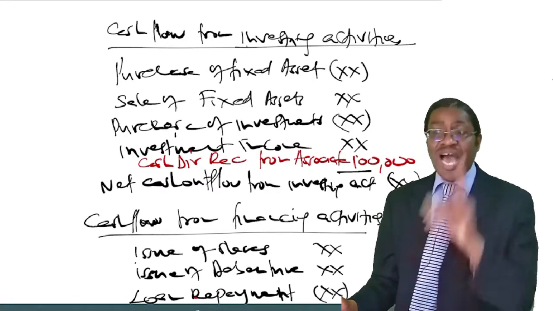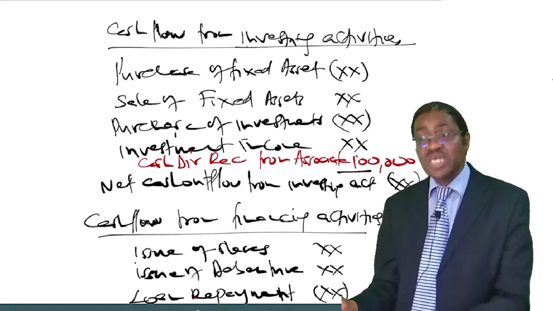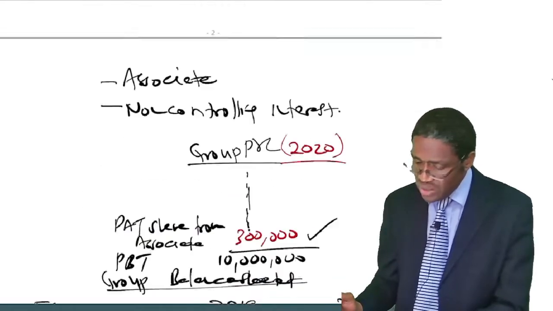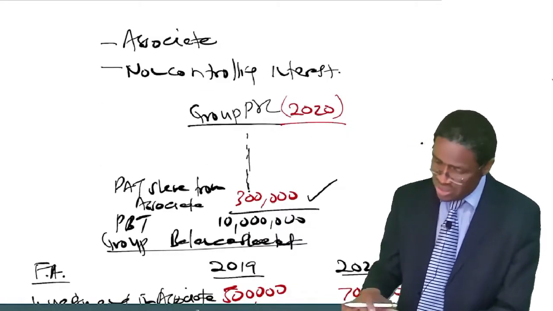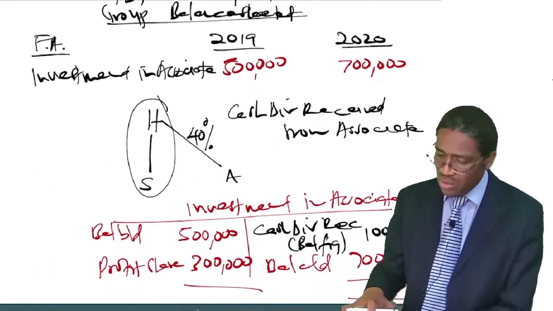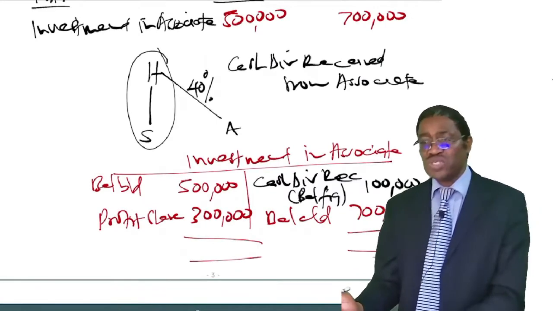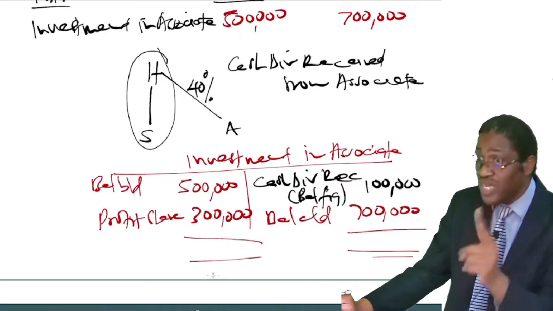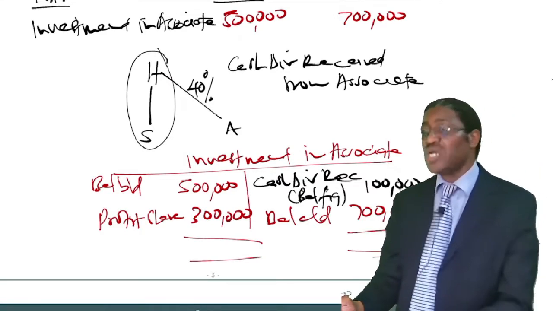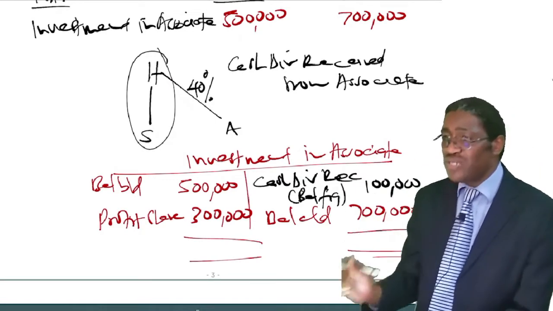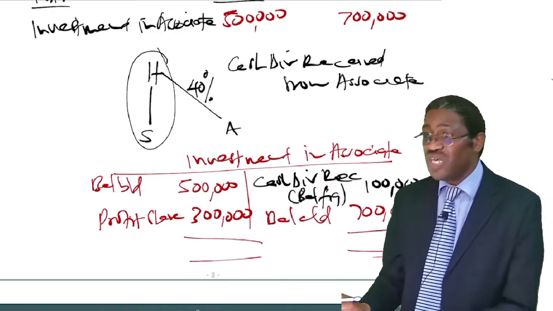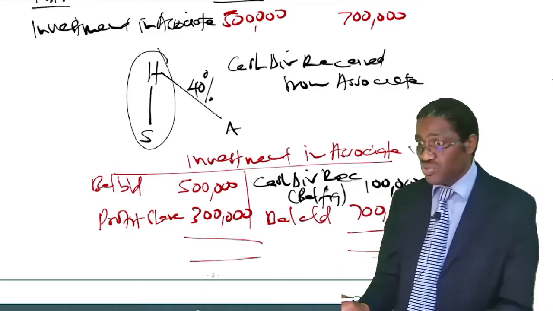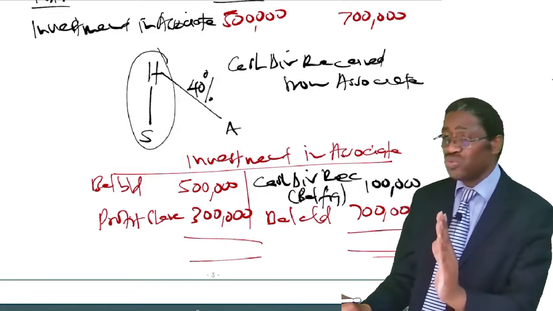Then I said, how do you get it? I said, to get the dividend received from the associate, you prepare an account called what? Investment in associate. You prepare an account called investment in associate, where you feed in all the information concerning the associate, then there will be a balancing figure, and that balancing figure is what you call the cash dividend received from the associate. I think I'm now through with that.